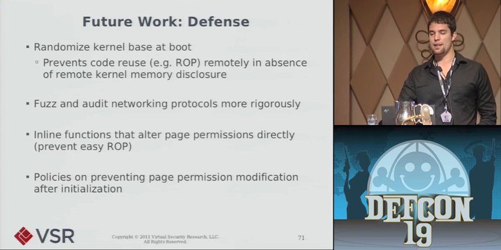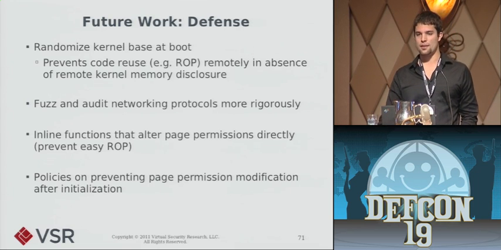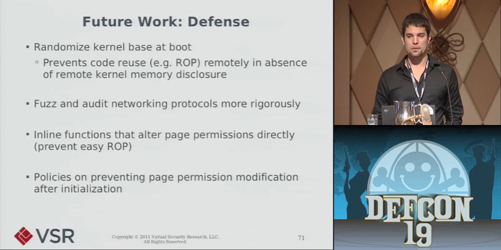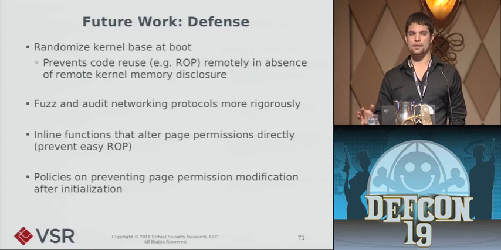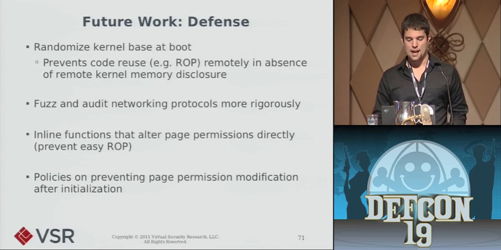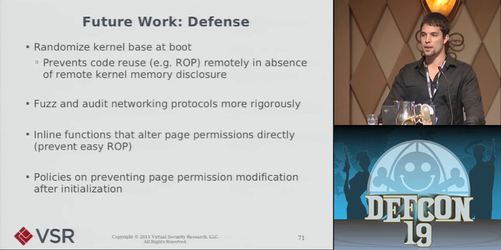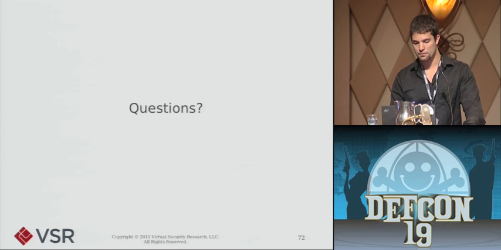Additionally, it's pretty clear that the more exotic networking protocols are not tested as rigorously and could probably use some work. And next, it would be really nice if certain functions like set_memory_x were inlined so that you can't leverage them in return-oriented programming. So it's not quite so easy to mark things executable. And finally, as long-term work, it would be really good if there were policies implemented in the kernel that prevented changing page permissions after initialization. And I think the PaX team is actually working on something like this.